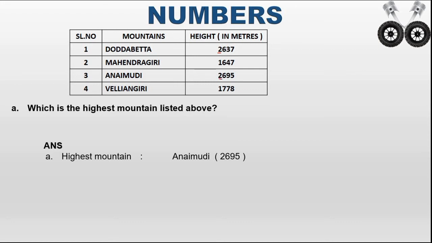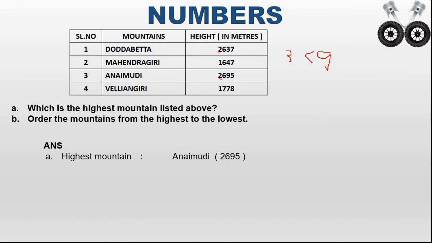What are the mountains? Thottapetta and Animudi. These two have the same first digit, that is 2. The second digit also is the same, that is 6. What is the third digit? The third digit of Thottapetta is 3 and Animudi is 9. Which is the greatest here? Animudi is the greatest. So the highest mountain is Animudi, and its height is 2695.